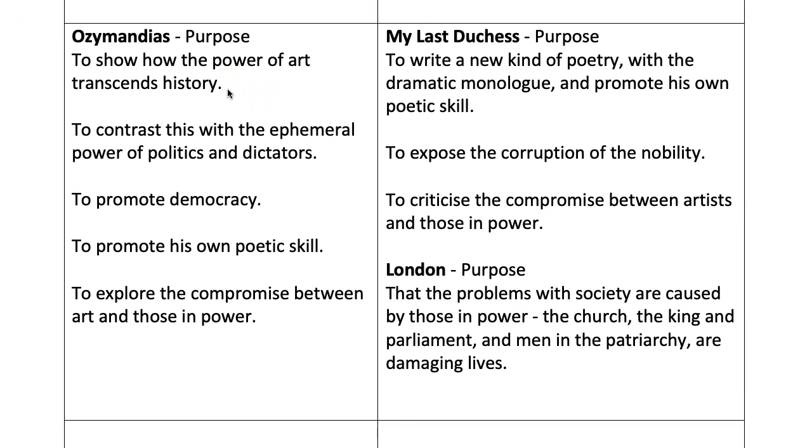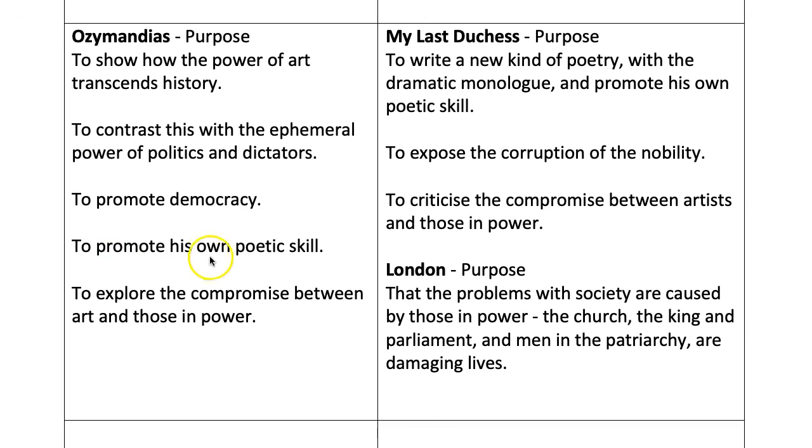And similarly, Shelley believes he himself is an artist, and his poem Ozymandias is going to live on in the same way that the sculptor's art did. He's writing a contrast of political power, which he says is ephemeral, and the power of art, which is eternal. He's also writing to promote democracy. This is a criticism of tyrants and dictators, and in his own lifetime he has in mind particularly a ruler like Napoleon, who's only just been defeated a few years before.